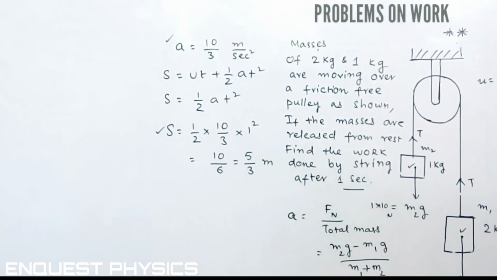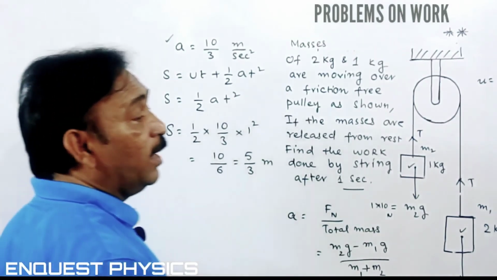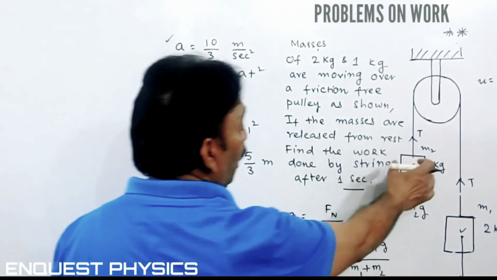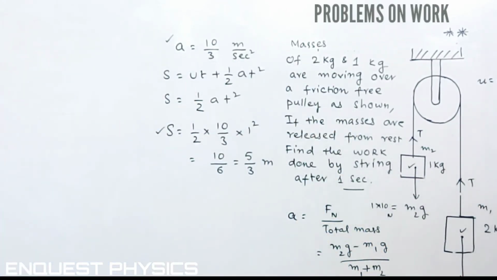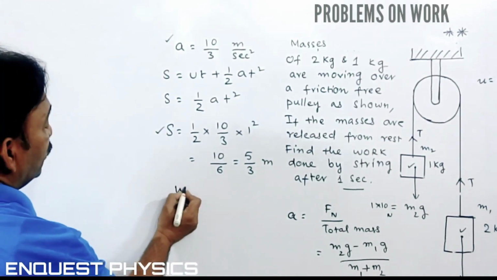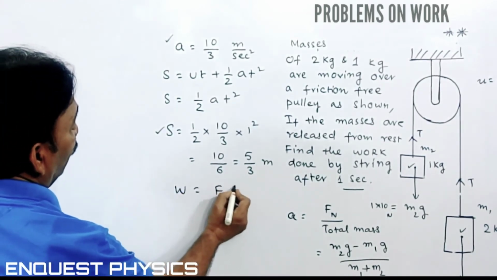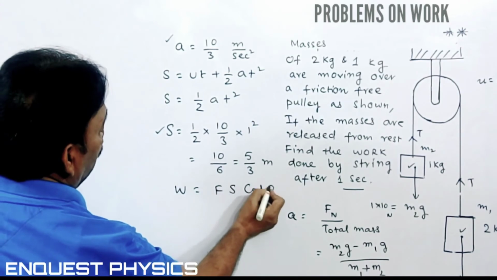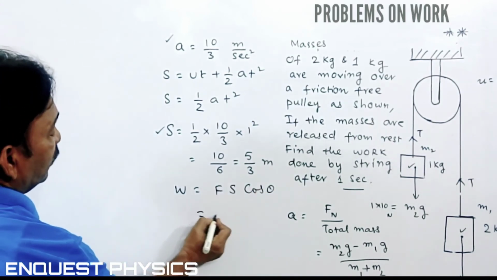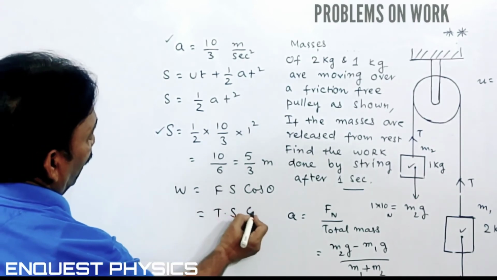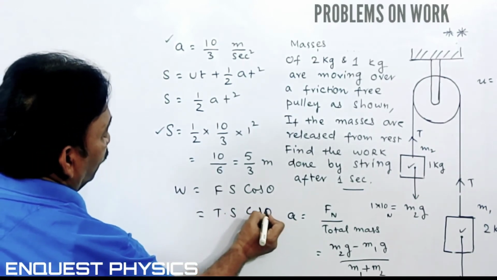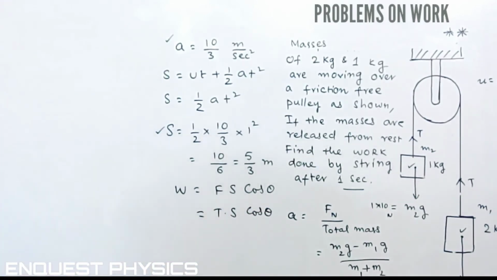Okay, we have to do the work done, students. Work done by the string on the first mass as well as the second mass we have to find. Okay, students. Here work done can be had by the relation W is equal to Fs cos theta, isn't it, students? Here F is nothing but the tension and displacement is obviously displacement, and we have to choose the angle, cos theta. Let's find the tension in the string.